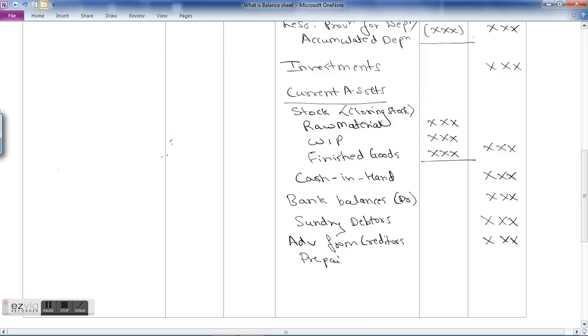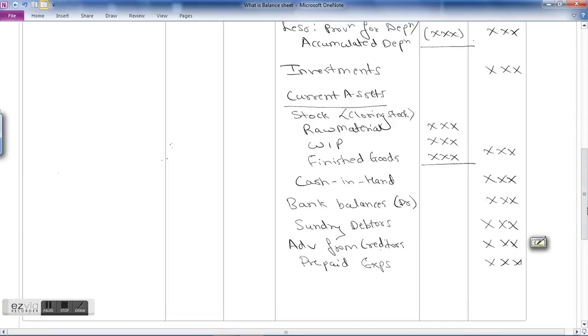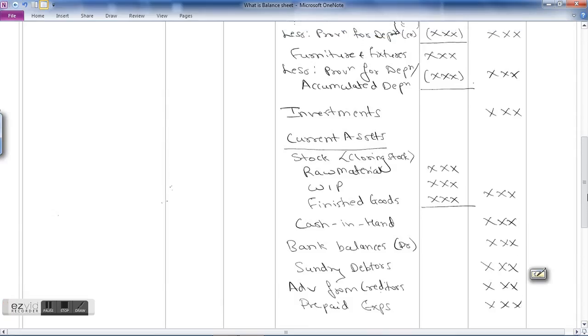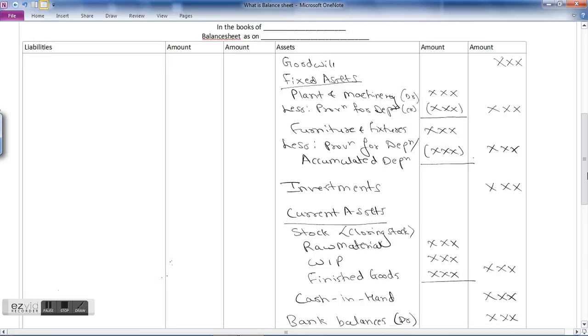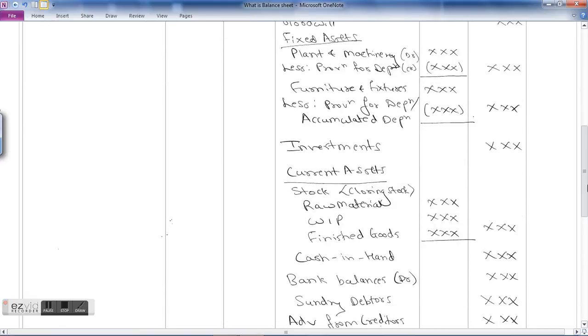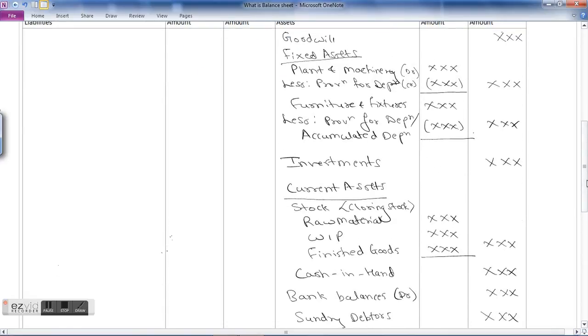Then there may be some prepaid expenses. So expenses that are prepaid will appear in the current assets. Okay, now let's go to the liability side. Okay, liability side, the first item that will appear on your liability side is the capital account.